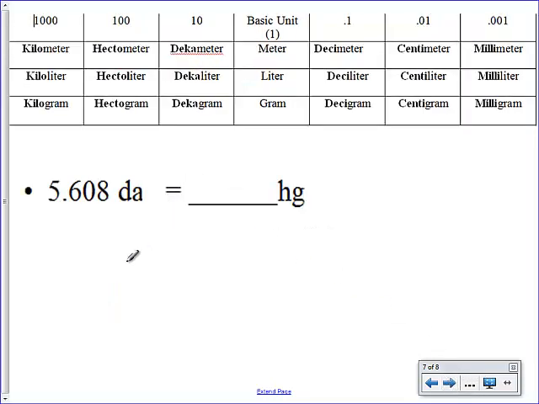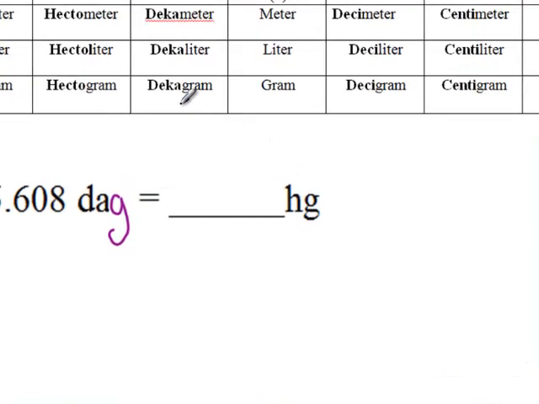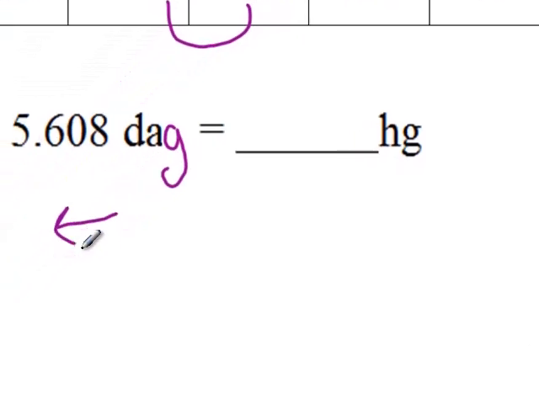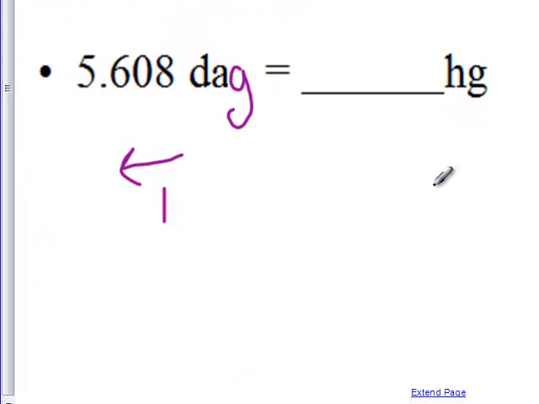Let's try this one. We're going from, oh, that should have a G here. We're going from decagram to hectogram. The DA stands for the deca, and then the G stands for gram, and then we have the hectogram. So we're going from here to here. So that's this direction, and that's only one space. So wherever our decimal point is, we move it one space in this direction.